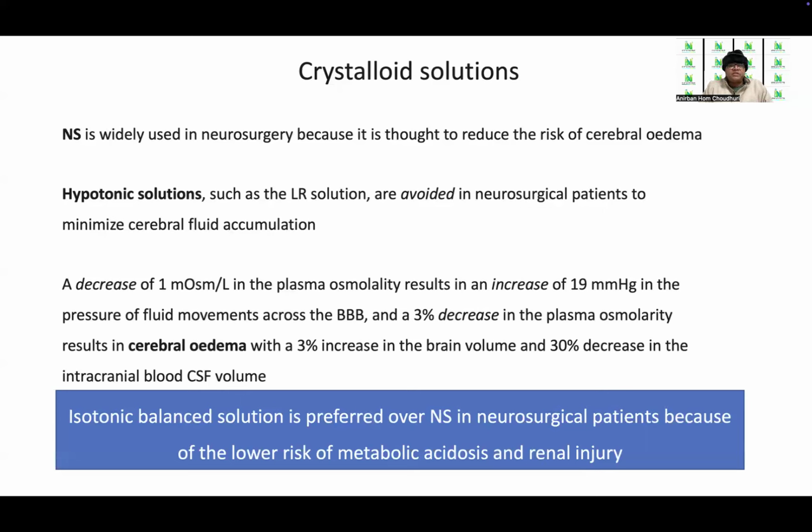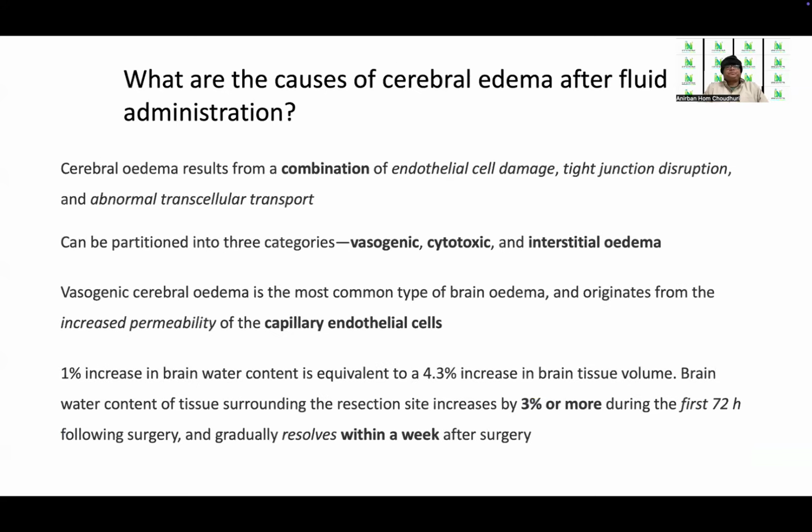Isotonic balanced solution is preferred over normal saline in neurosurgical patients because of the lower risk of metabolic acidosis and renal injury, which can occur with excessive administration of normal saline, both hyperchloremic metabolic acidosis and the chloride-induced acute kidney injury. So isotonic balanced solution, although the long-term effects may be similar, for the initial insult may be slightly less if isotonic balanced solution is used.